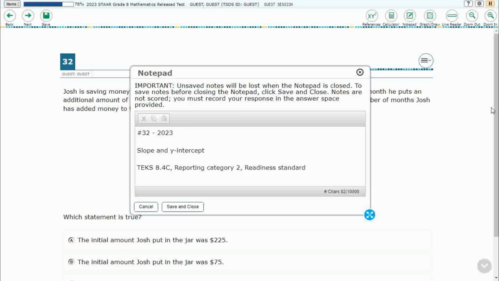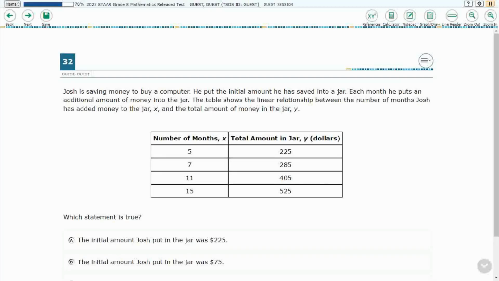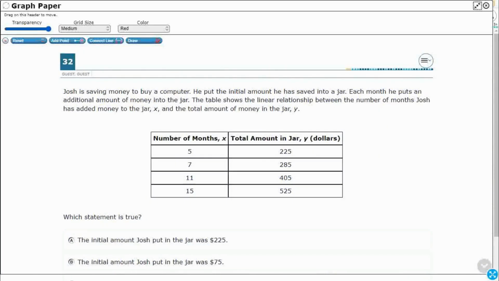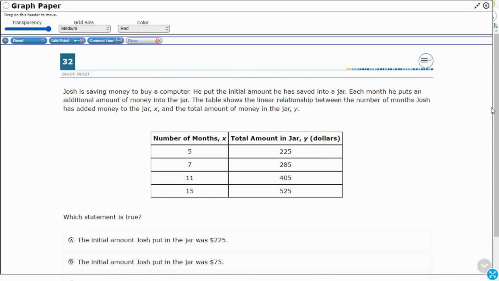For number 32, we are looking at slope and y-intercept. This is a readiness standard, TEKS 8.4c, in reporting category 2. So we have to find the slope and the y-intercept here to help us understand this problem, but there's no graph. So take a look here. Josh is saving money to buy a computer. He has an initial amount that he has saved into a jar.